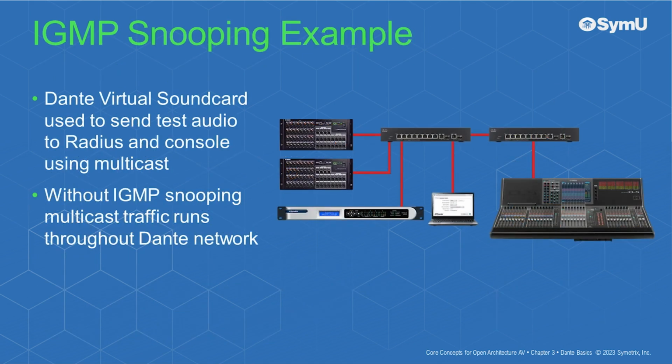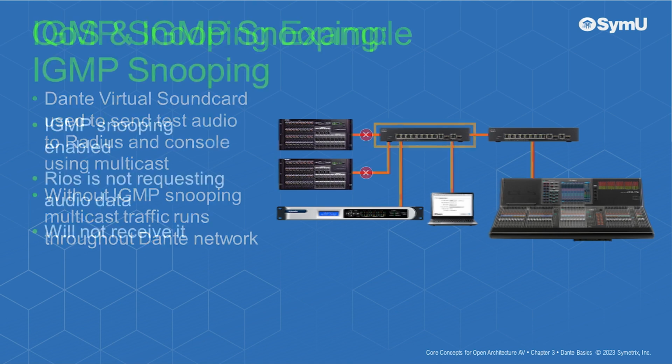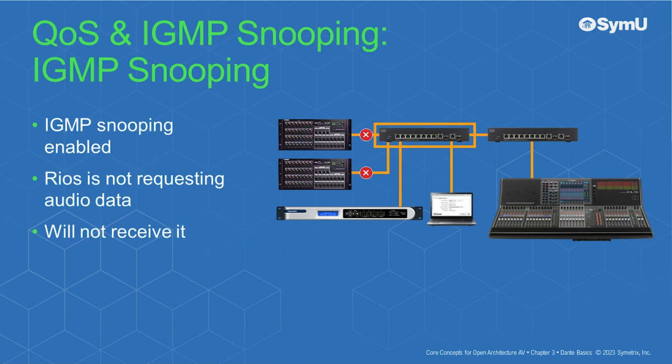Here is an example of how IGMP snooping works. Dante Virtual Sound Card is used to send test audio to the Radius and console using multicast. Without IGMP snooping, the multicast traffic runs throughout the Dante network. When IGMP snooping is enabled, because the RIOs are not requesting any audio data, they will not receive it.